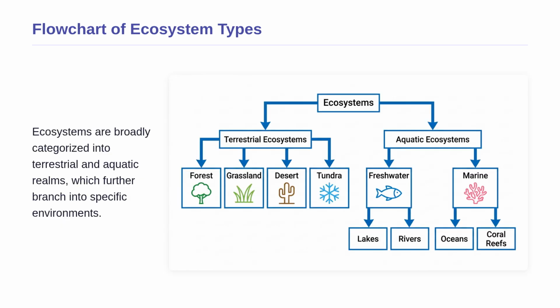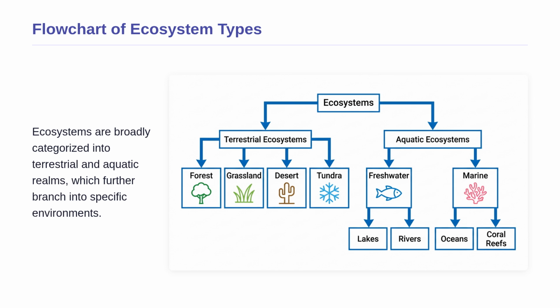Now that we have calculated how energy flows, let us look at this diagram to visualize how all these ecosystem types are organized. At the very top, we have the overarching concept of ecosystems. Notice how it immediately splits into two main branches, terrestrial on the left and aquatic on the right. Following the terrestrial branch down, you can see it divides into specific land-based environments like forests, grasslands, deserts, and tundra, each defined by their climate.